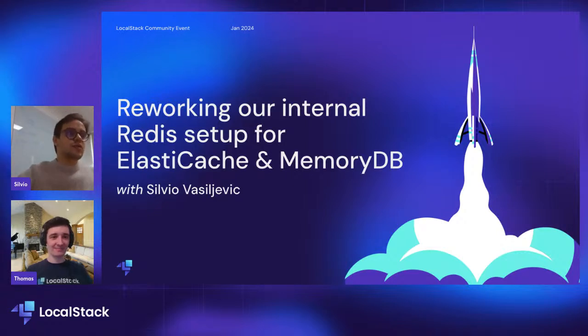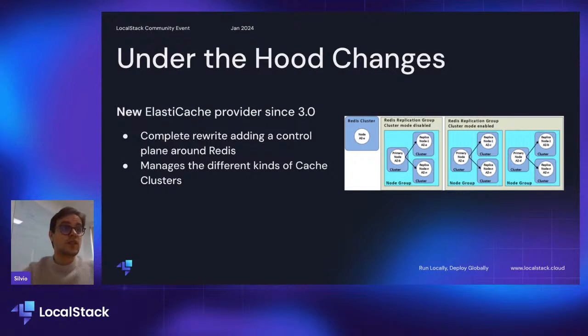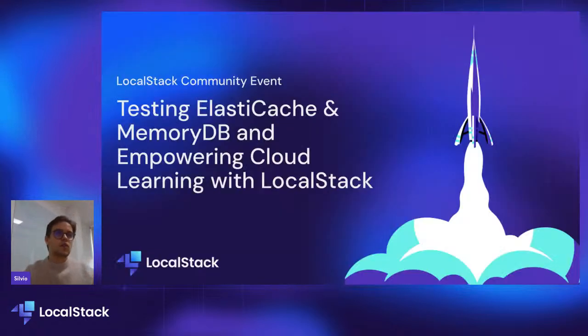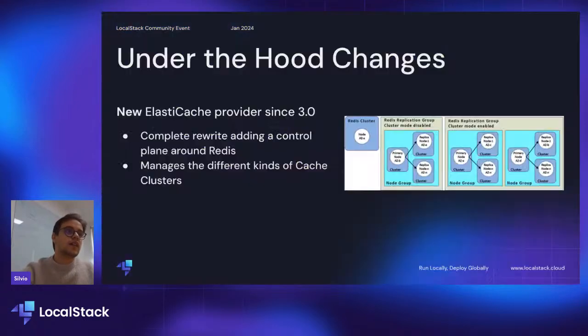And there you go. So I'll be talking about how we reworked our internal Redis setup for both ElastiCache and MemoryDB. As you might know, for 3.0, so not this release, but the previous one, we rewrote the entire ElastiCache provider. We changed how we deal with Redis clusters in the background by adding a separate control plane, which manages the Redis clusters to start the nodes and to manually set how the cluster is configured so that it matches how ElastiCache does it internally.